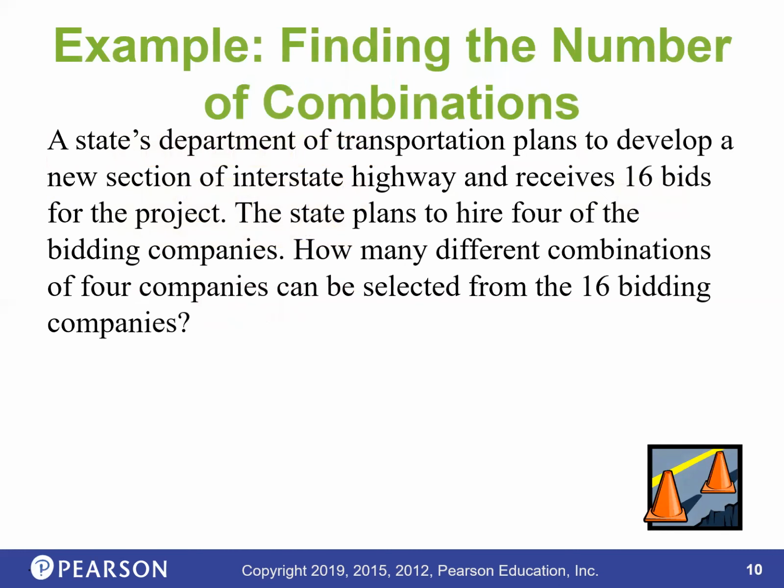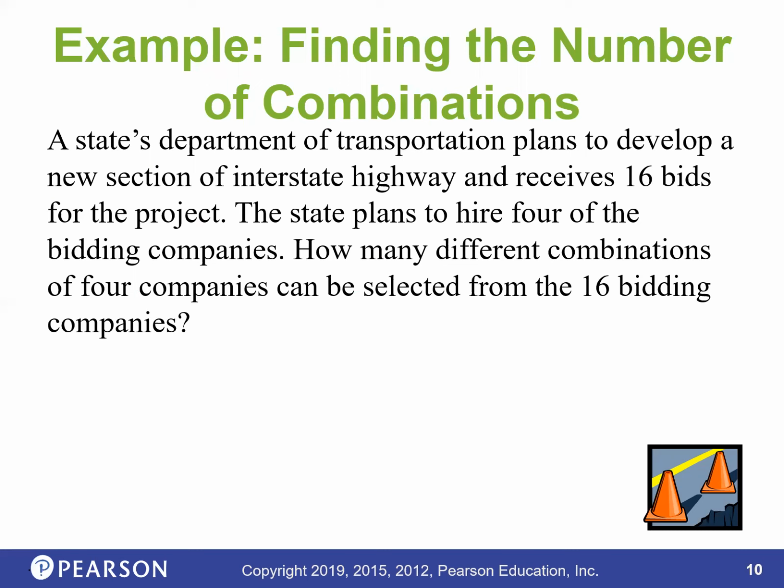So here it is. Finding the number of combinations: the state department of transportation wants to develop a new section of the highway and receives 16 bids for the project. The state plans to hire 4 companies. That's it, they're going to hire 4. It doesn't matter which order they come in on, but they're going to have 4 companies do the work. Now the question is, how many different possible combinations of 4 companies can be selected from 16 companies?